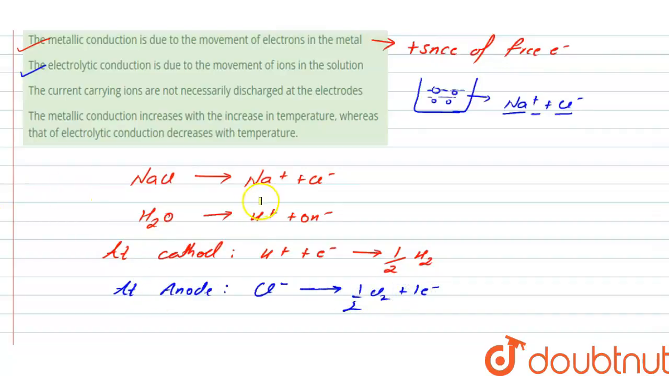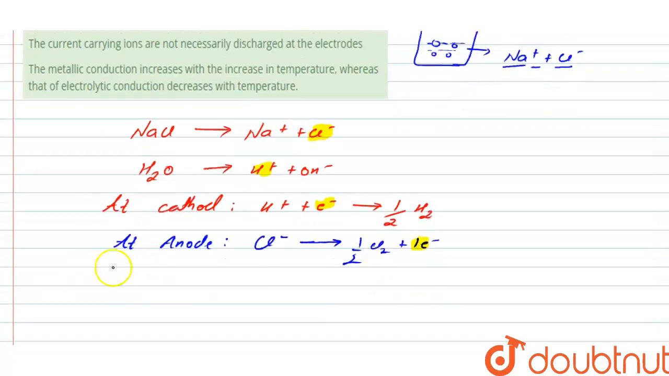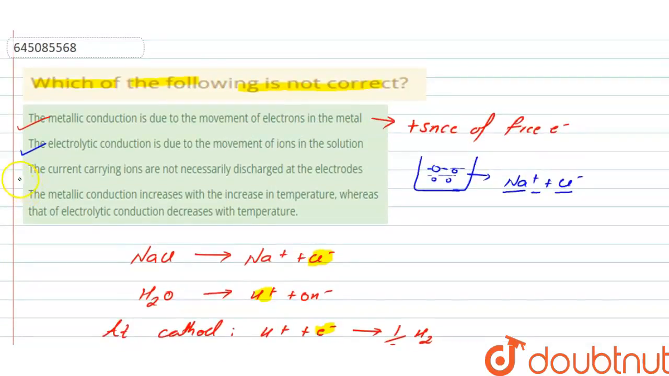Now here we can see that H+ ion and Cl- ion have discharged at the cathode and anode electrodes. But Na+ and OH- give us NaOH, so Na+ and OH- don't give any charge to the electrode. This means it is not necessary for the current carrying ions to discharge at electrodes. So this statement is also correct.